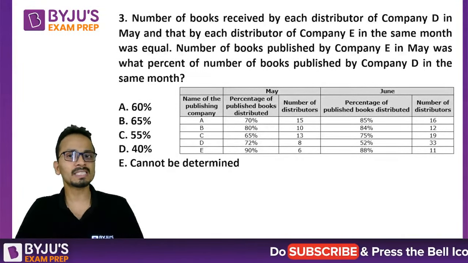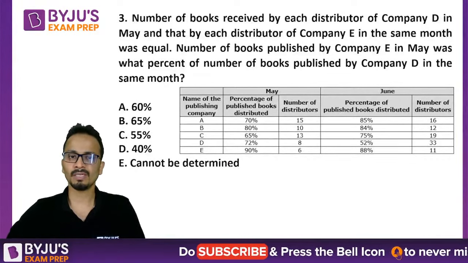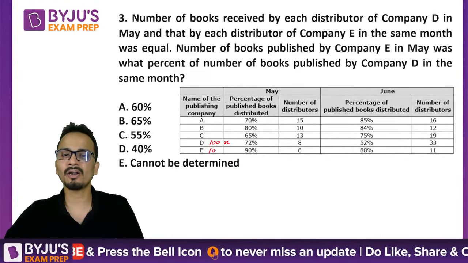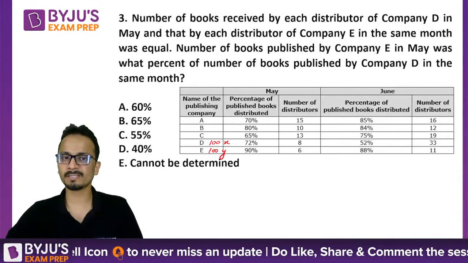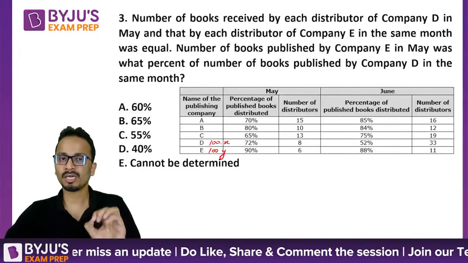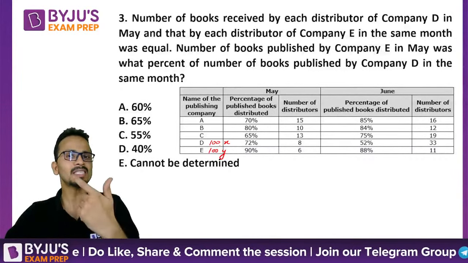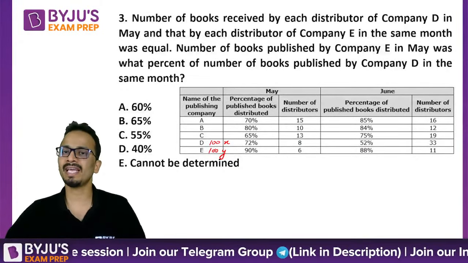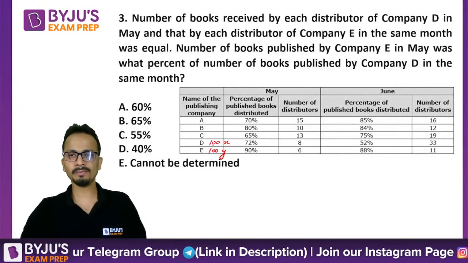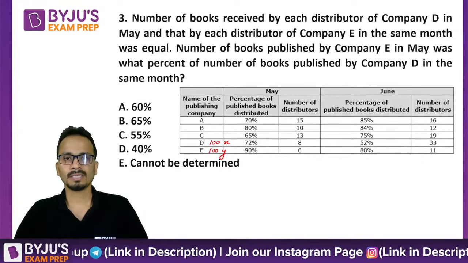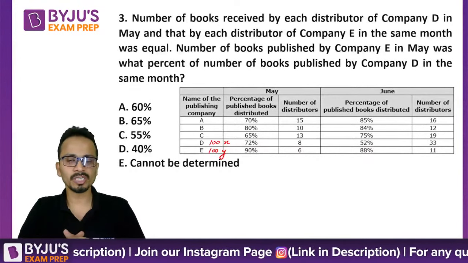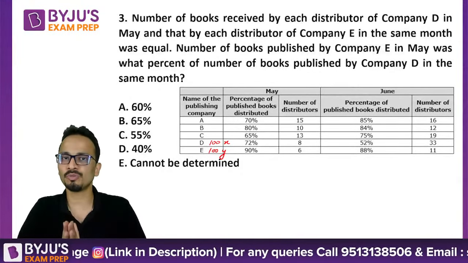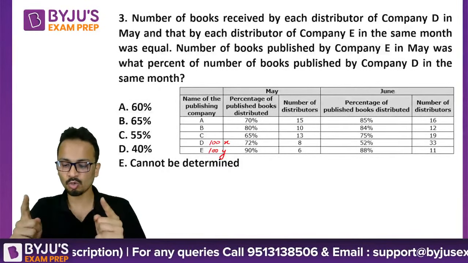You can again start by assuming these two values as 100x and 100y. So the number of books published can be assumed as 100x for D and 100y for the next company E. Calculate the number of books distributed and then calculate the average number of books distributed, which is now given equal in the question.